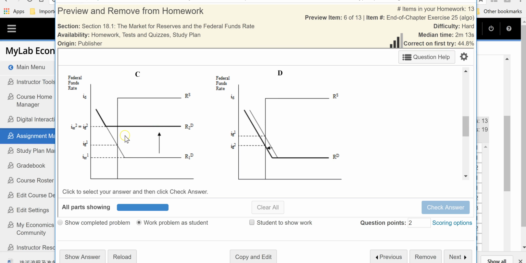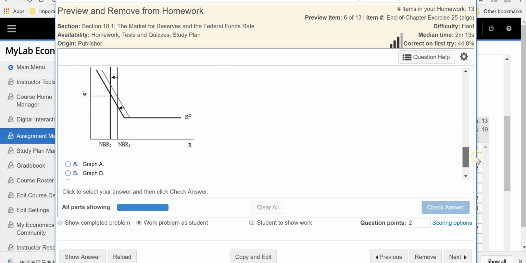C is actually referring to the situation when the Fed increases the interest rate paid to the excess reserves, because the lower portion of this demand curve is uplifted. But we know that the lower portion, which is the horizontal portion of the demand curve, that refers to the interest rate paid to the excess reserves. So C is also not what we are looking for. D is, you can see that D here actually refers to the demand curve shifts to the left. So that's what we are looking for.